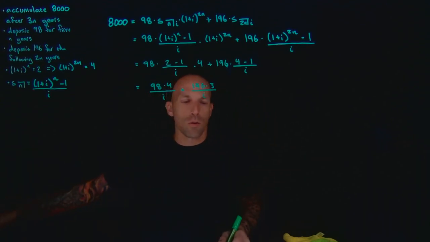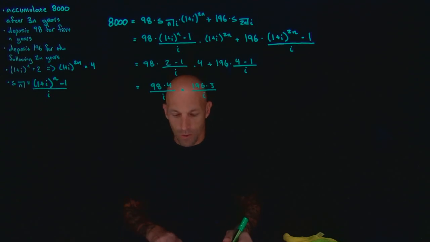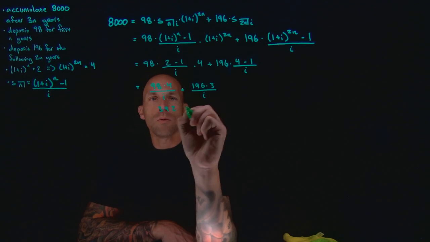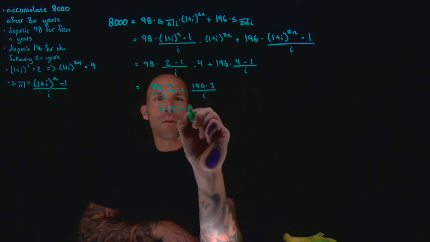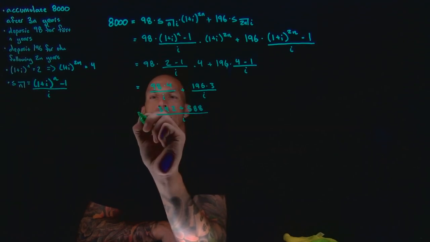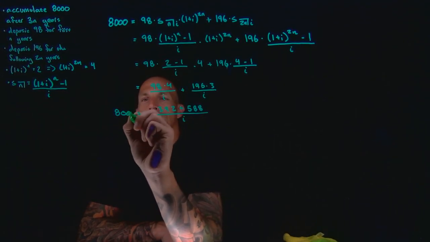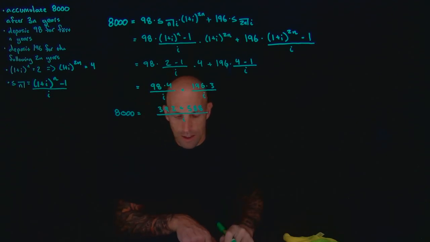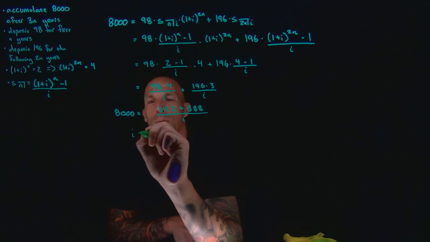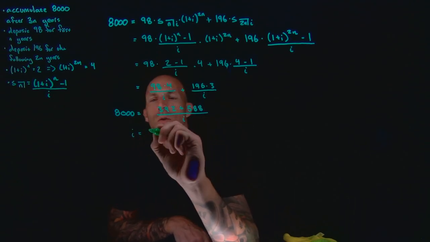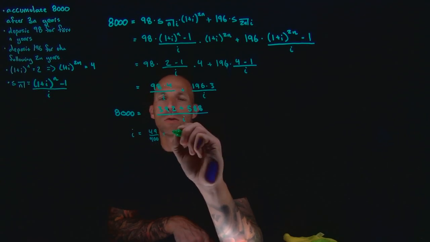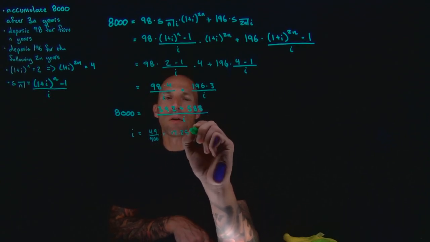And at this point, you're either great at mental math or reaching for your calculator. 392 plus 588 over I is equal to 8,000. Combine the terms together and simplify, solve for I, and you end up with I is 49 over 400, which is 12.25%.